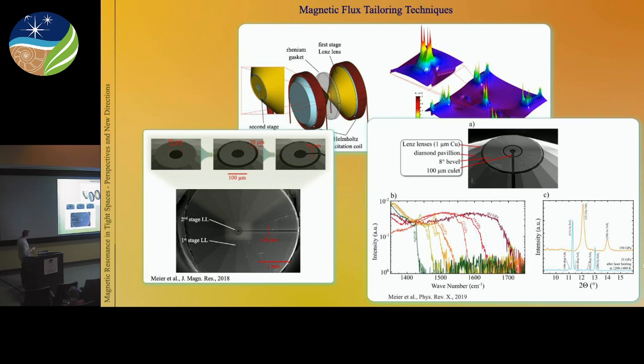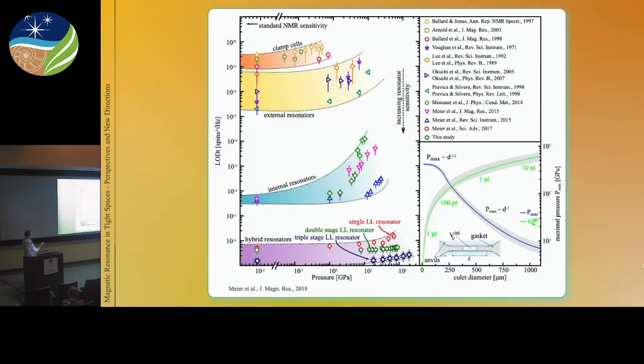Now, in order to get everything into perspective from an NMR point of view, I prepared this kind of figure. So here there are a lot of things going on. The y-axis measures the so-called time domain limit of detection, which basically tells you how many spins you need in your sample cavity in order to get a signal-to-noise ratio of 1 after a single shot. And here on the x-axis we have a logarithmic pressure scale.